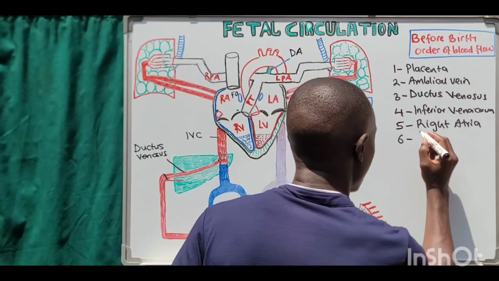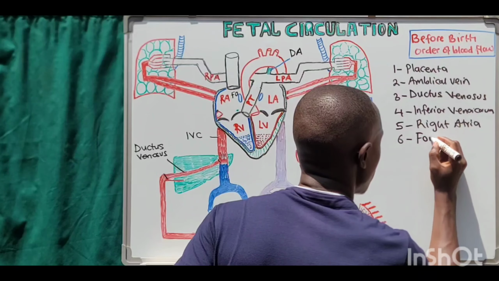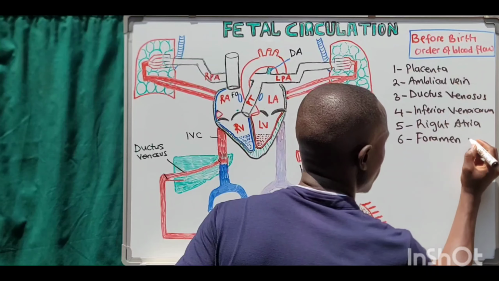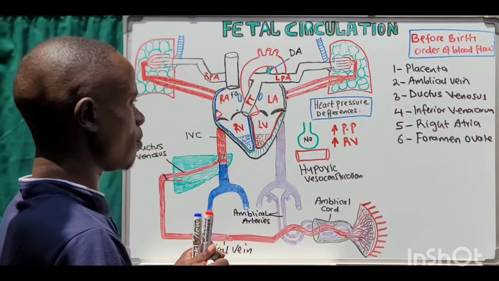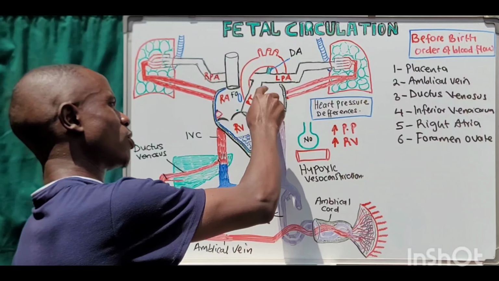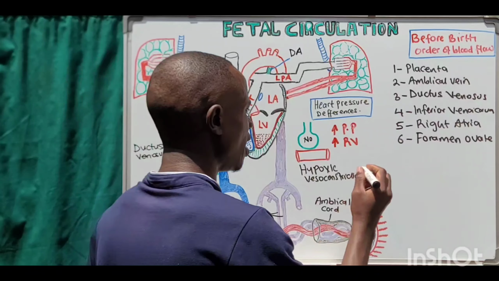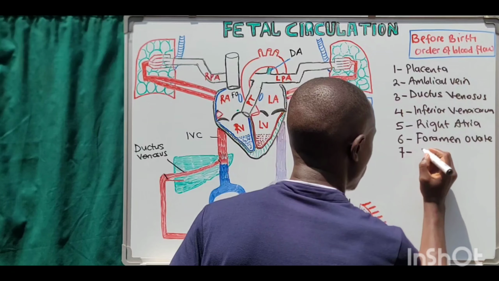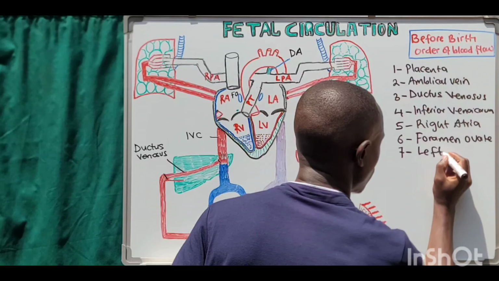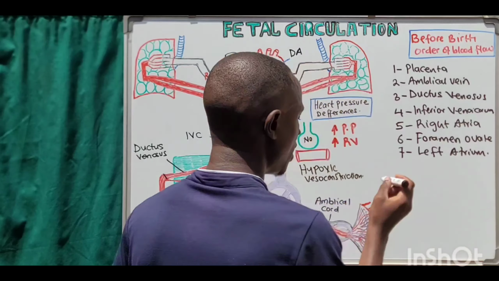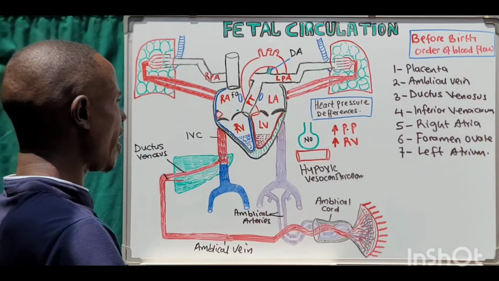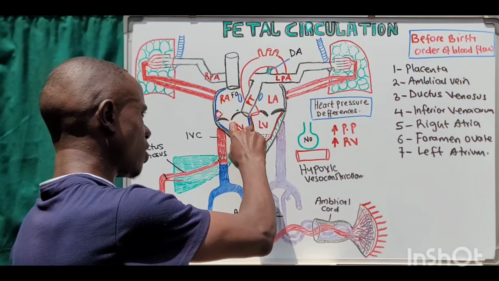So now our sixth step is going to be this hole which we are calling foramen ovale. Super very important. And of course, it allows the blood to move into what we call the left atrium. So now our seventh step is going to be what we call the left atrium.